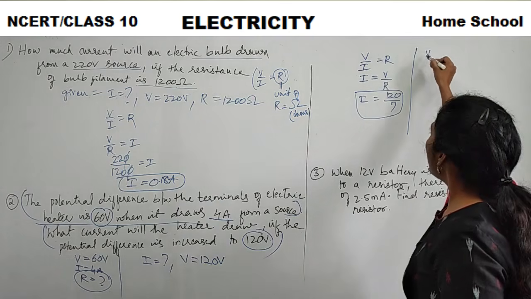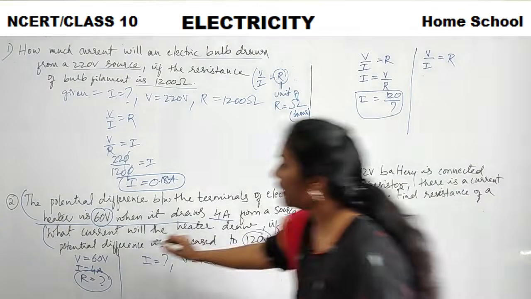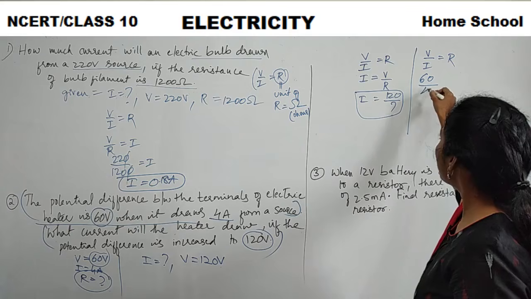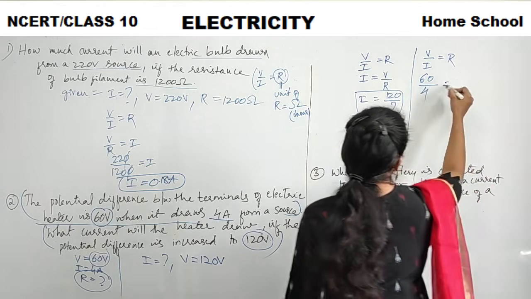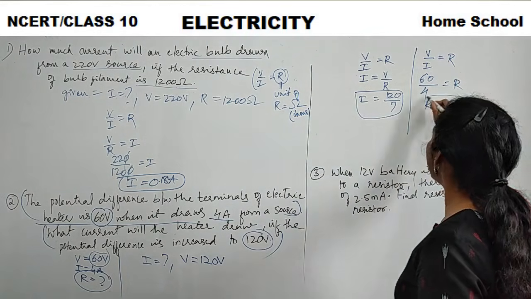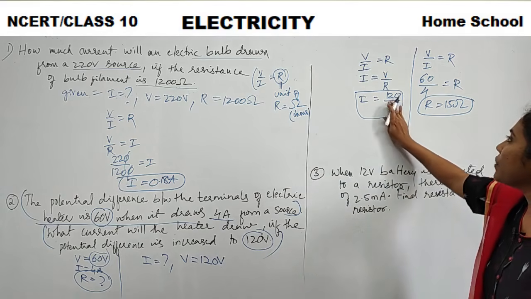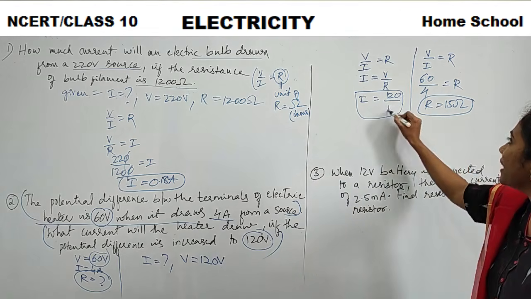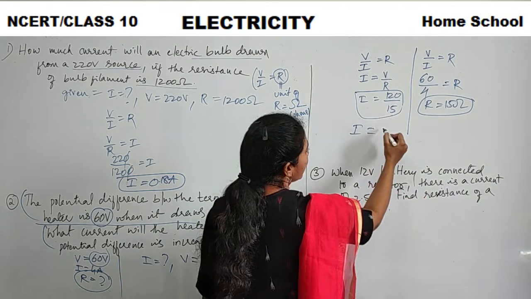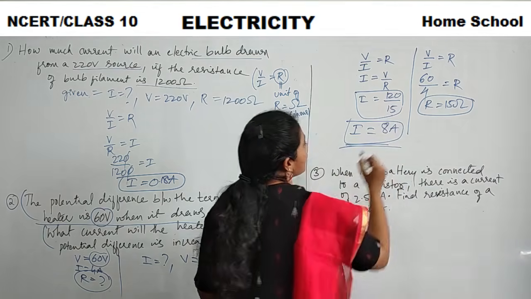What is our formula? V by I is equal to R. So what is the voltage given? This voltage I should take. I should take 60 divided by I, which is what? 4. Right? So what is the R value I will get? R is equal to 15 ohms. This R value I am using it here. So now what is the R value? 15. Right? So now how much is the current? 120 divided by 15 is 8 amperes. So this is my final answer.